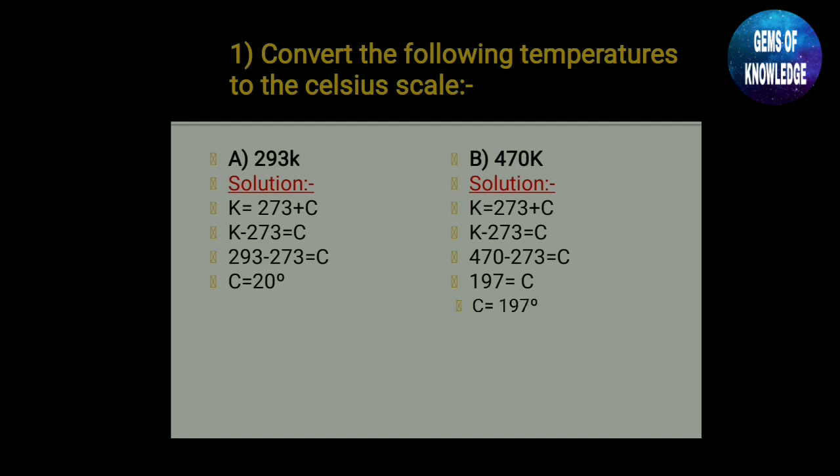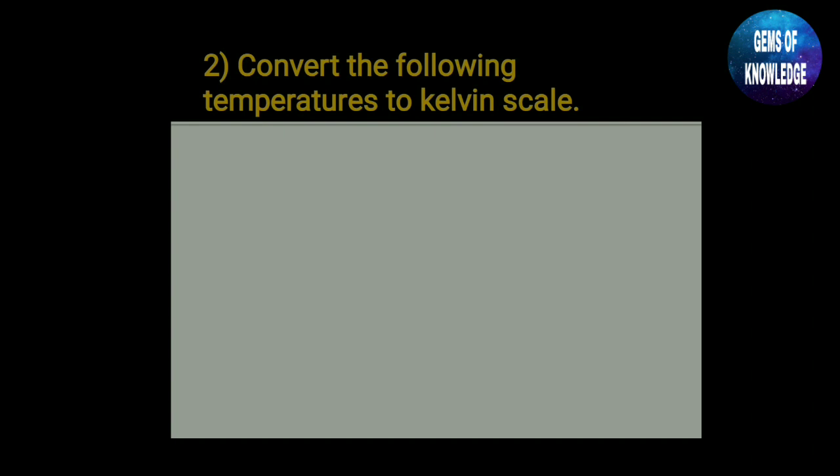Let's move on to the second one. The second question is: convert the following temperatures into Kelvin scale. Before, we studied how to convert the temperature from Kelvin to Celsius scale. Now we are going to study how to convert the temperature from Celsius to Kelvin scale. The first question is 25 degrees Celsius and the second question is 373 degrees Celsius.